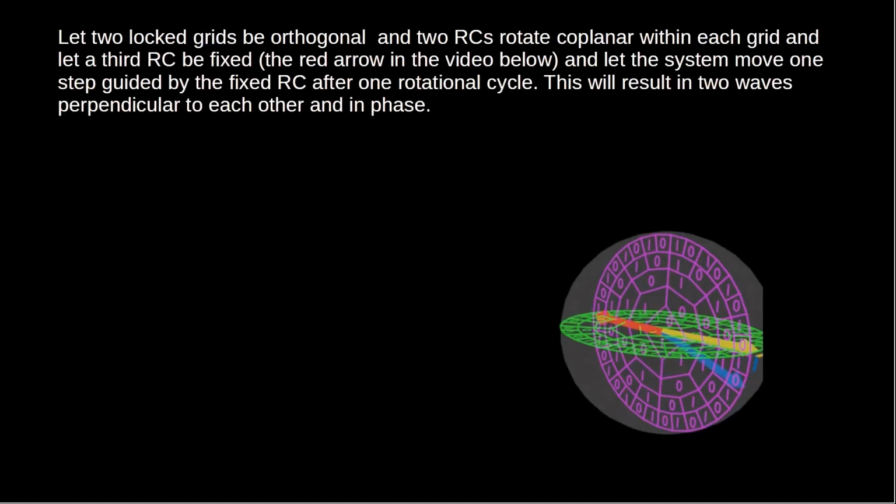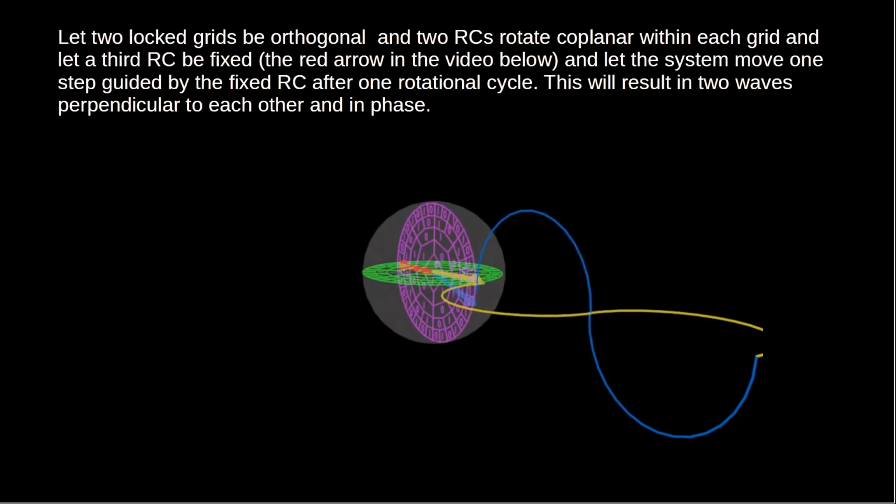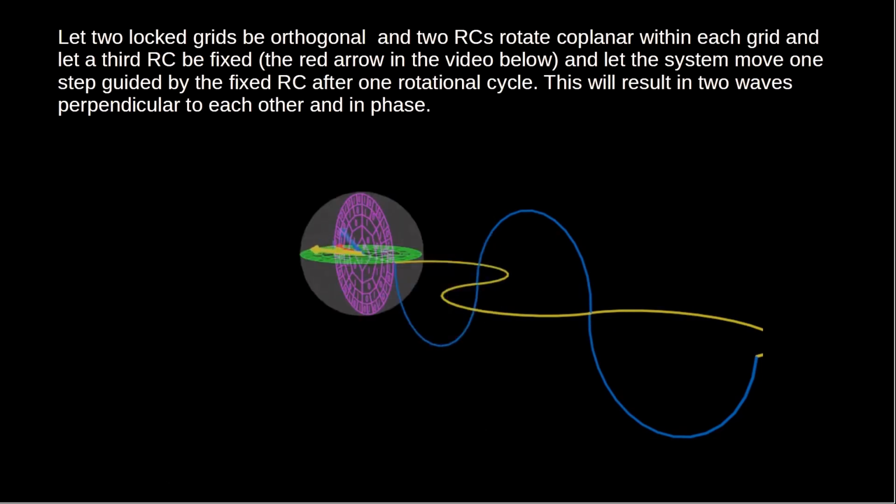Let two locked grids be orthogonal and two RCs rotate coplanar within each grid, and let a third RC be fixed, the red arrow in the video below. And let the system move one step guided by the fixed RC after one rotational cycle. This will result in two waves perpendicular to each other and in phase.